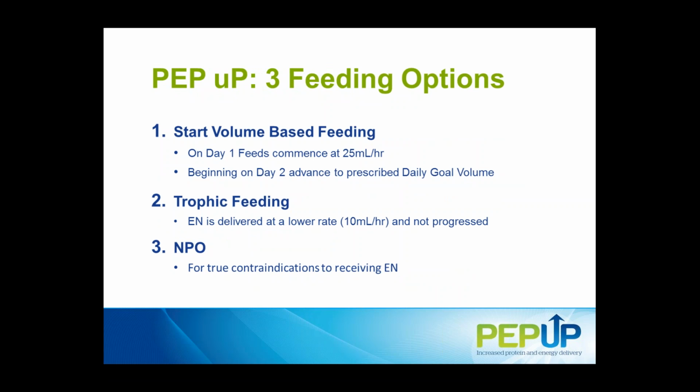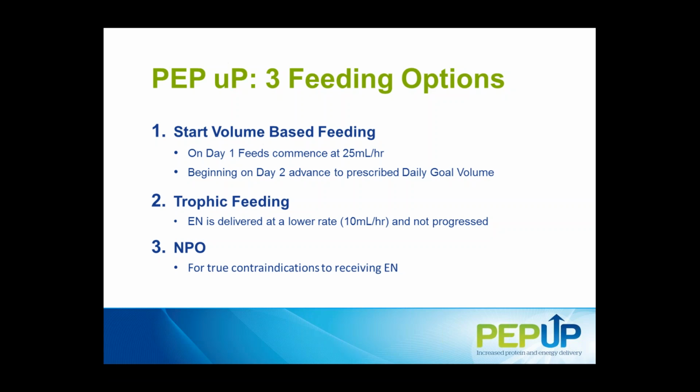There are 3 feeding options in the PEP UP protocol. The first one is the one that you're probably going to use most often. It's appropriate for all of those patients who are hemodynamically stable, and that's to start volume-based feeding. So on day 1, feeds start at 25 mils an hour. Doesn't matter when you roll into the ICU, that's how you start. And then beginning on day 2, the patient is automatically advanced to receive the daily goal volume.